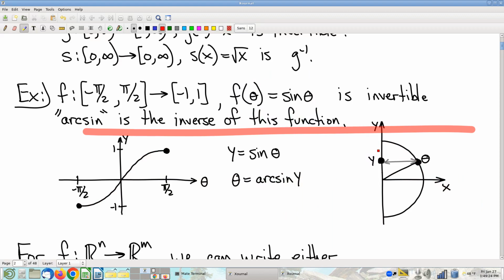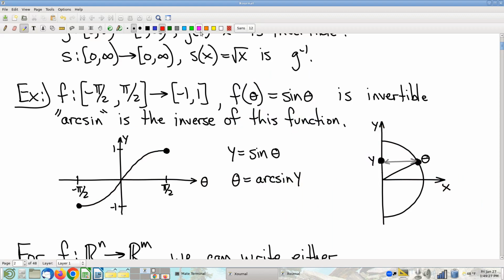So again, we have to restrict the domain. You'll notice that this part of the typical graph of the sine function does have this nice feature: for any value of theta, there is a corresponding value of y, exactly 1. And likewise, for any value of y, correspondingly, there is exactly 1 value of theta.